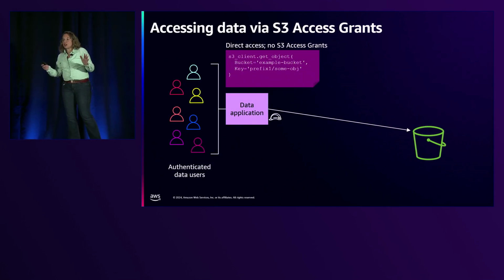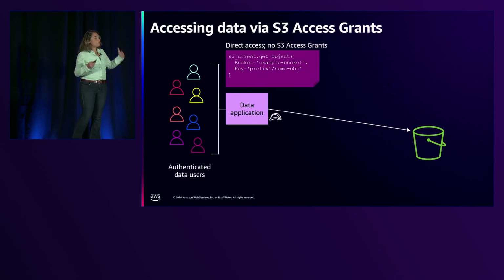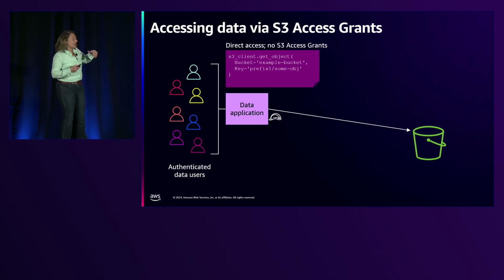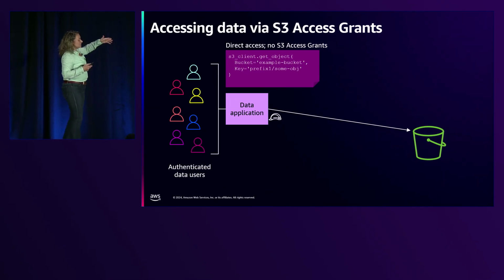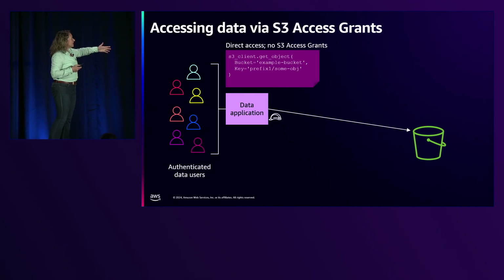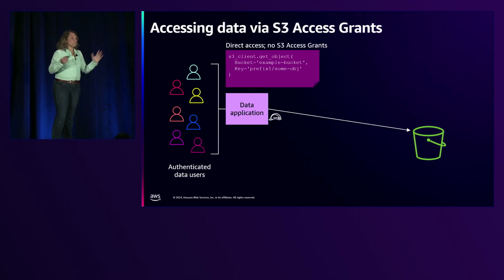Okay, so let's talk about accessing an object in S3 before Access Grants. So here I've got my data application. You'll see I'm doing a get object. Again, there's a bucket, there's a key to the object. This is how I access it.